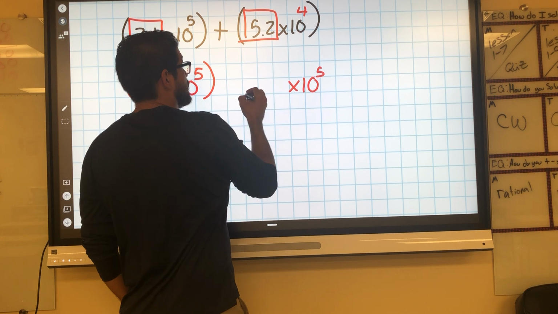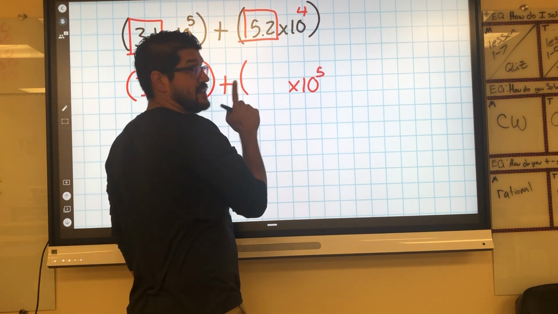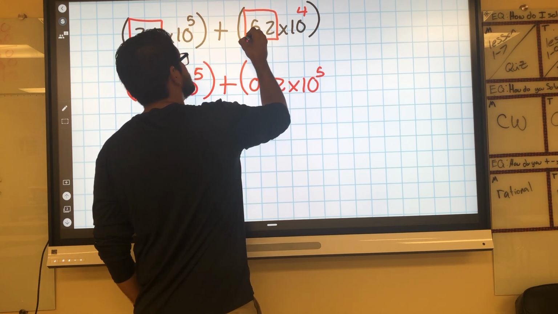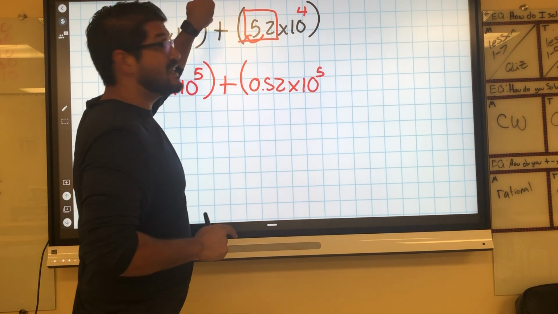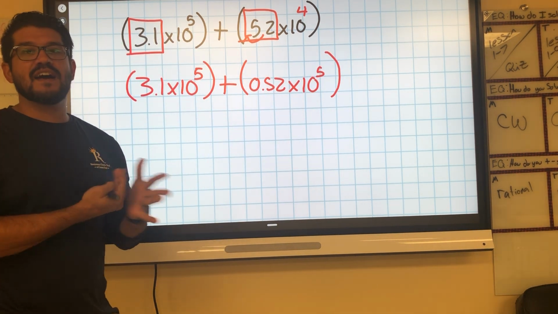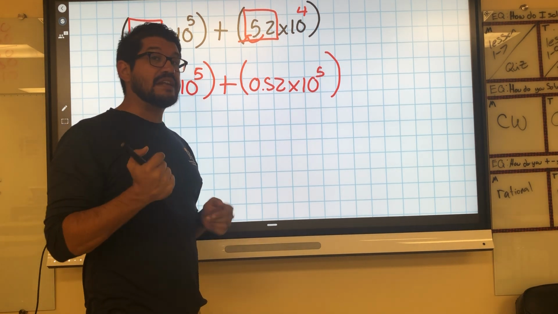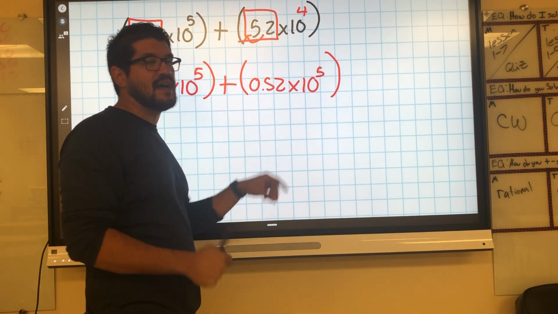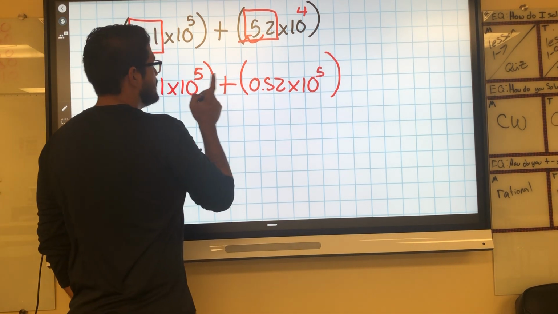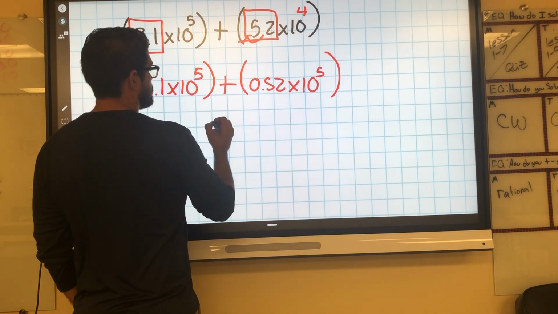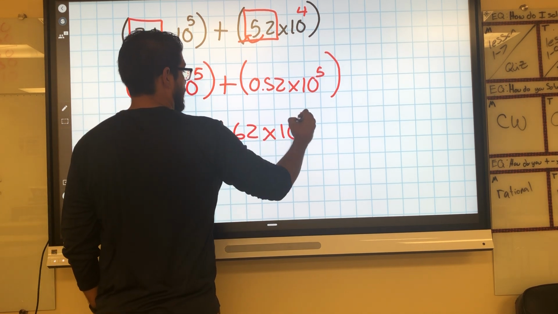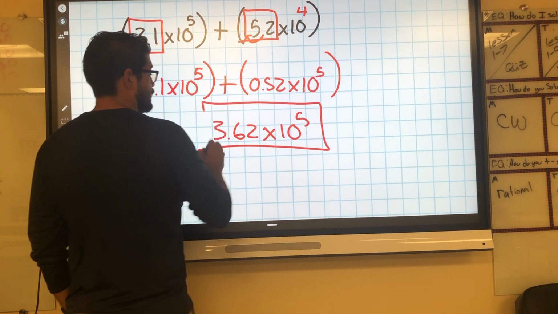So now the new decimal point, just for the adding, not the final answer, is going to be 0.52 because I moved this over there. And moving it an extra time increases that number to 5. Now that both of these are 5, I can finally add it. Now this is not a final answer, so this is acceptable just for now. When we get the final answer, it will be in the right way. So it's going to be 3.1 plus 0.52. So that's going to be 3.62 times 10 to the power of 5. And there we go.